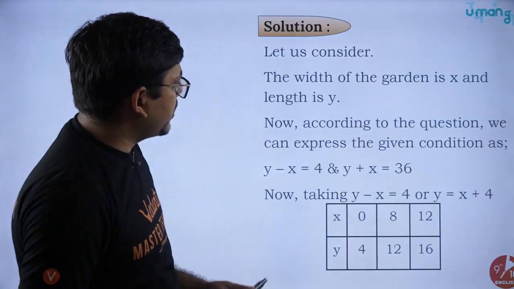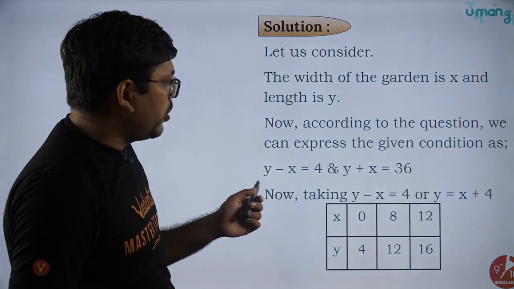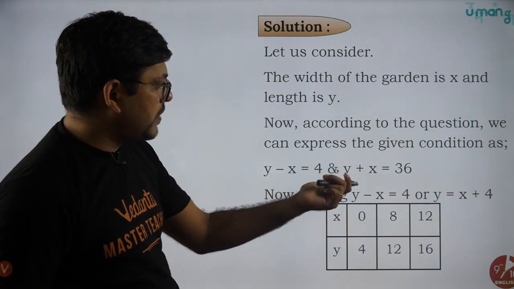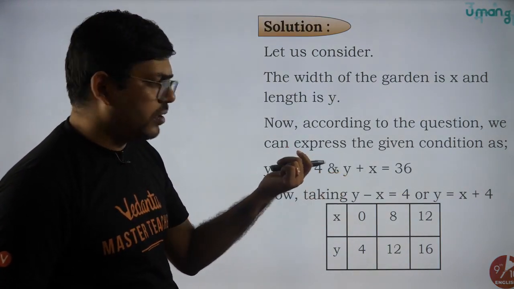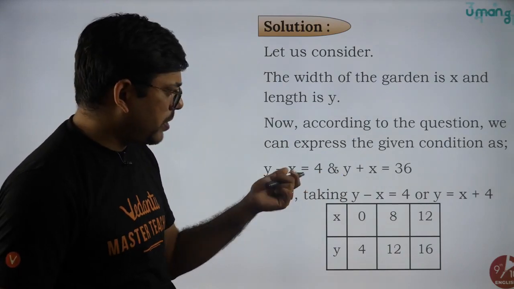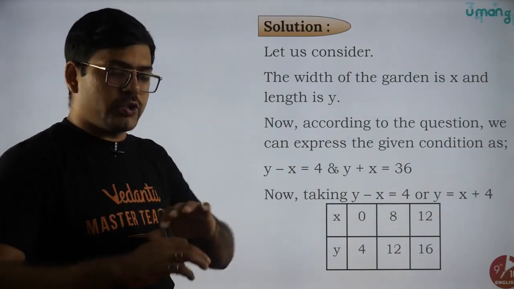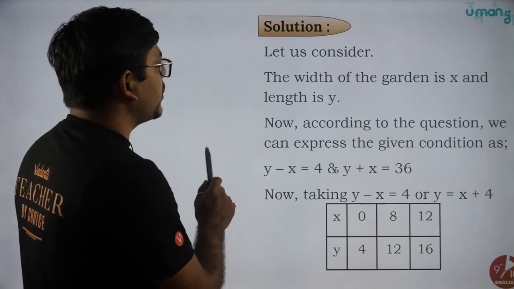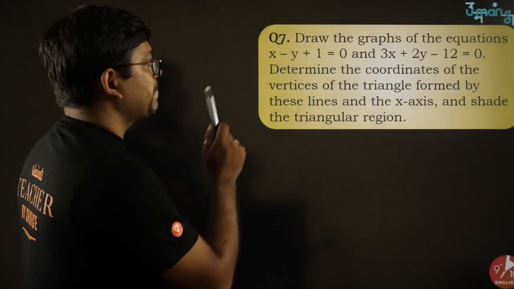So let us consider x and y. Half the perimeter probably was given something like 36, maybe. So that is what they would have given. Anyways, you can leave this question, no issues. Let's get into the next one.